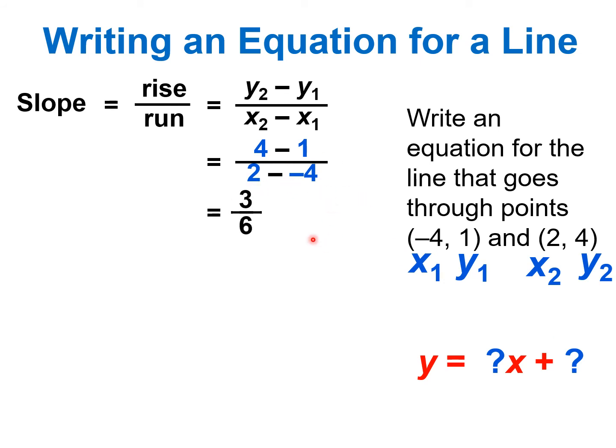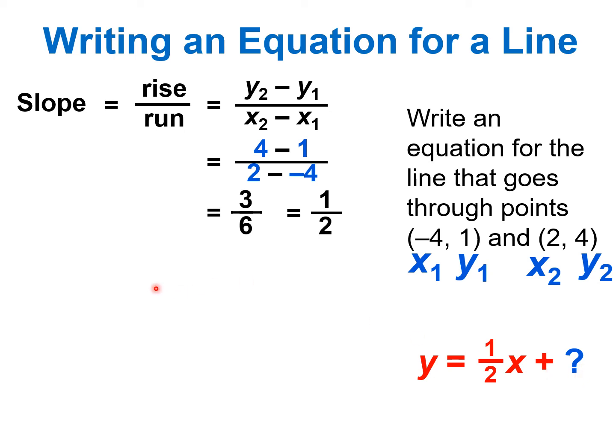And when we subtract those numbers, we end up getting 3/6, which of course reduces to 1/2. So we just found the slope. The slope's 1/2. So that means in our equation, the number next to x is going to be 1/2. All right, we're halfway done. Now we just need to find the y-intercept.